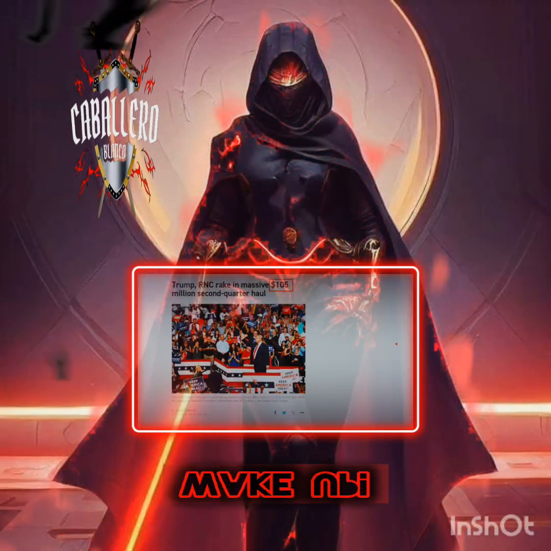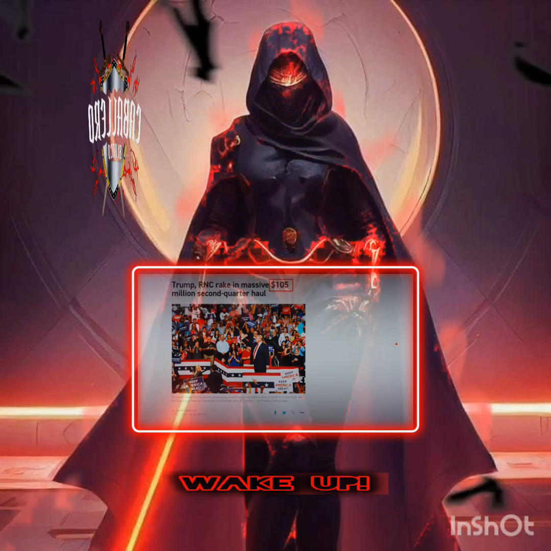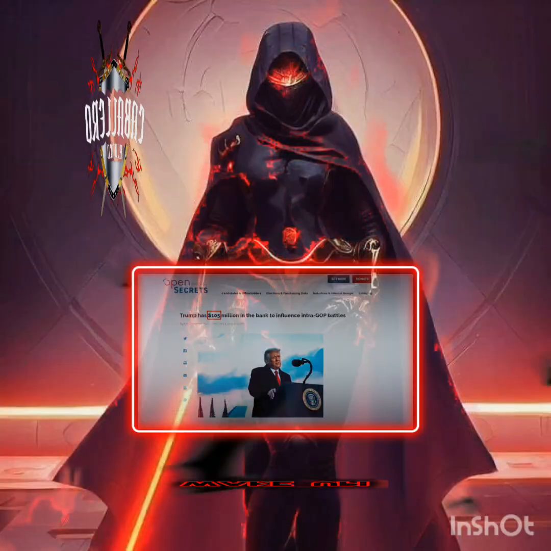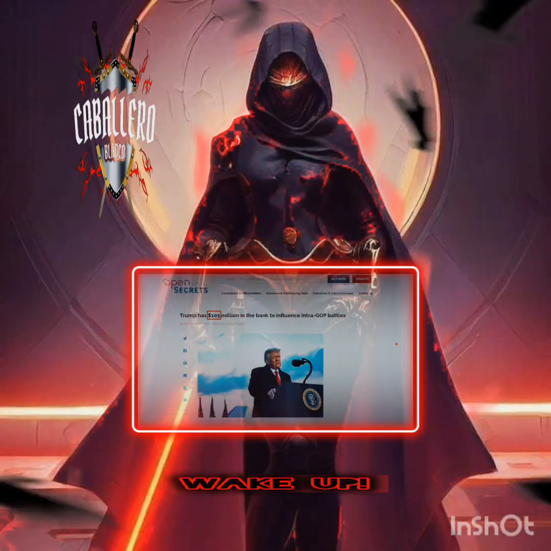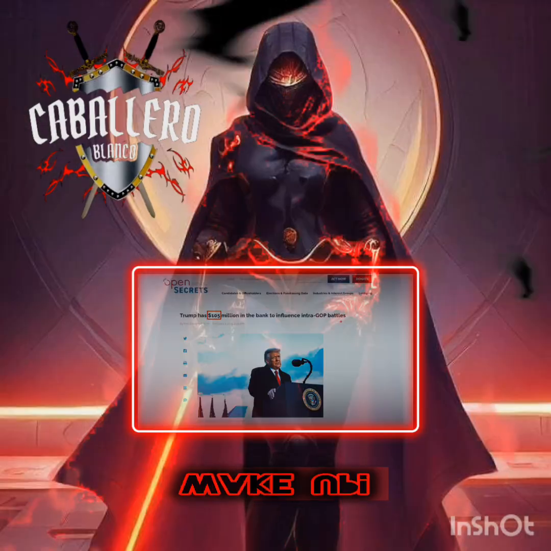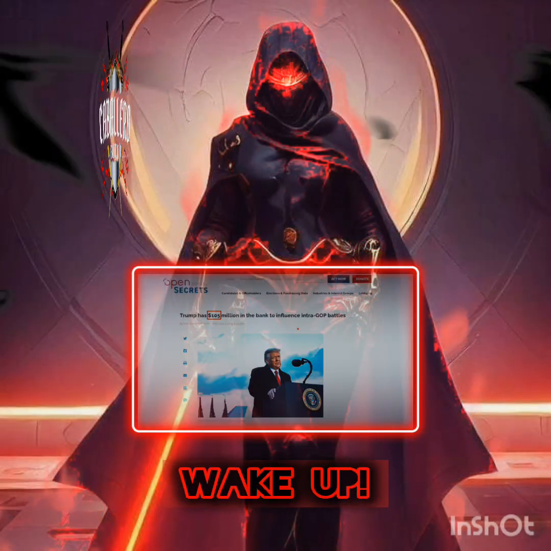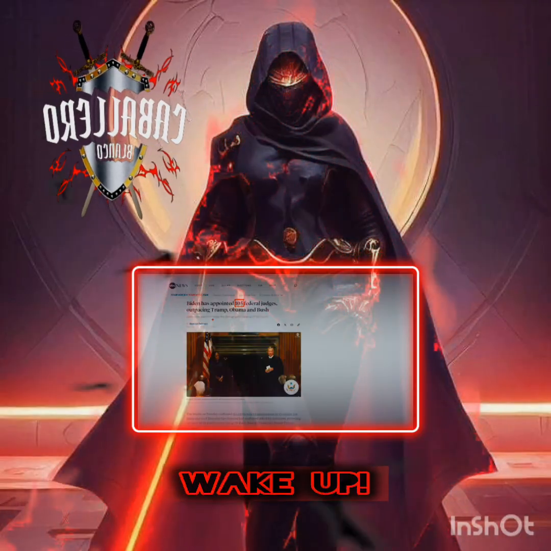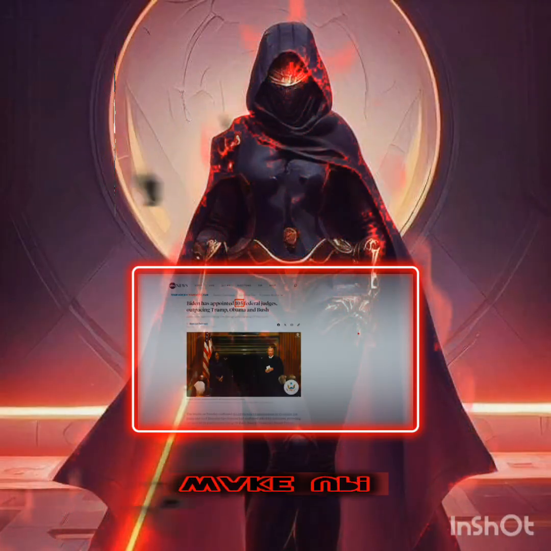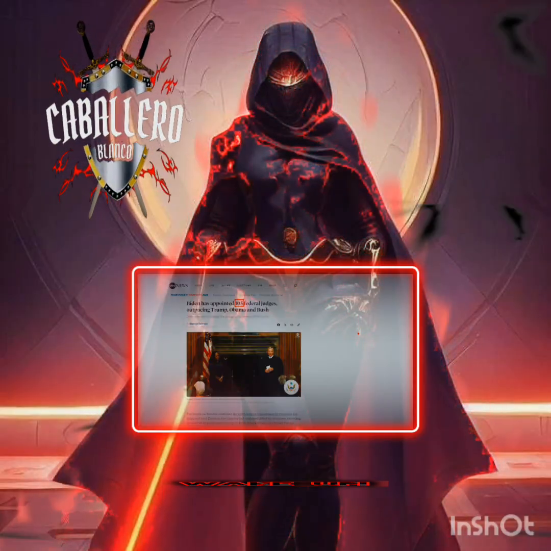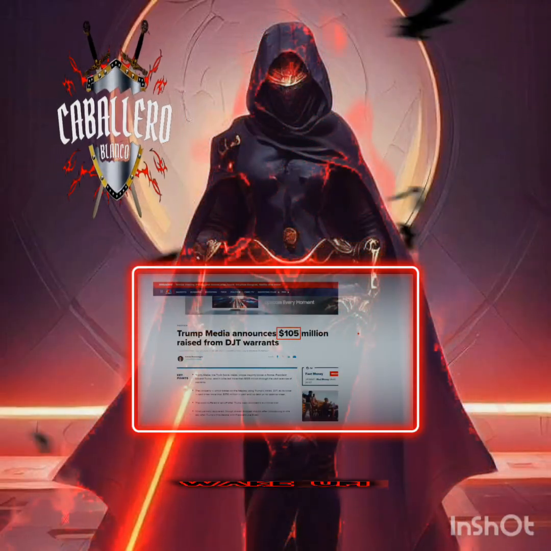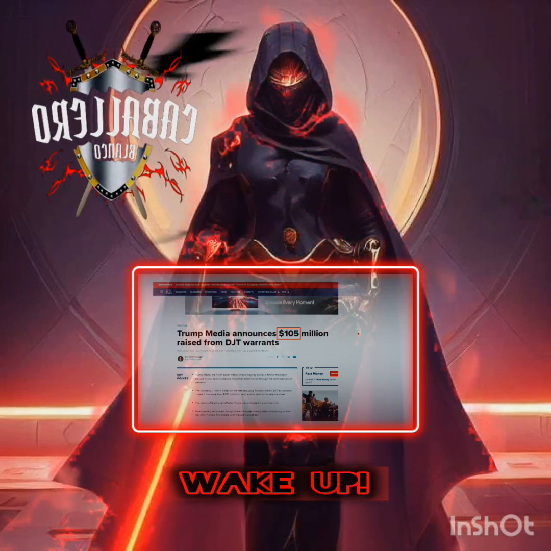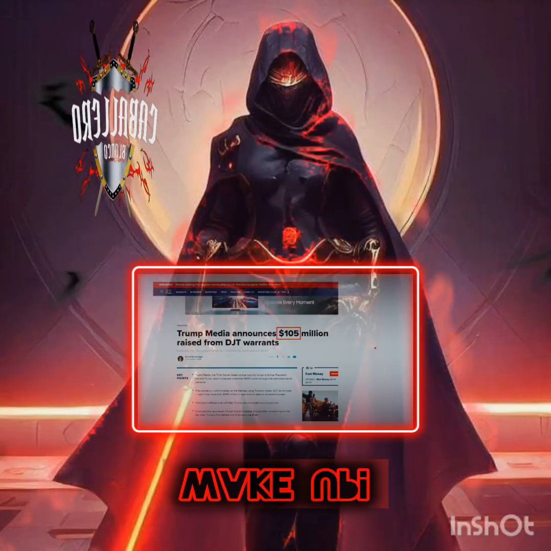This is Trump RNC raking massive $105 million in second quarter haul. So there's another one. Trump has 105 million in the bank to influence intra-GOP battles. This is 2021. And Biden has appointed 105 federal judges, outpacing Trump, Obama and Bush. So this one is 2023. And Trump media announces 105 million raised from DJT warrants. So this one is a July 2024 article.